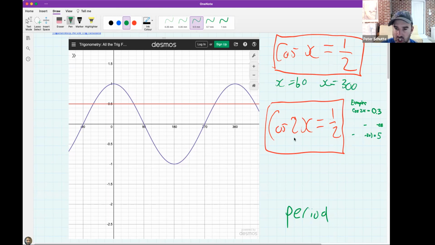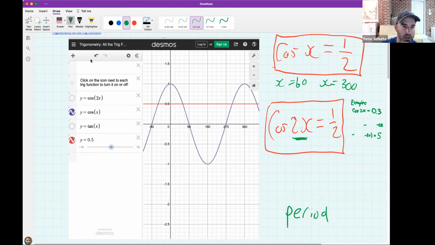Or do you think it's going to change because of the 2x? I want you to think about that for a moment, and then I'm going to show you the answer. I want you to predict in the chat. If you think it stays the same, say the same. If you think it changes, put your answer there. It's going to change. No, it's going to stay the same. Okay, let's have a look.